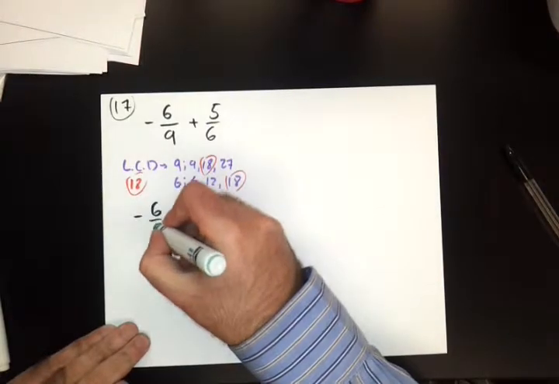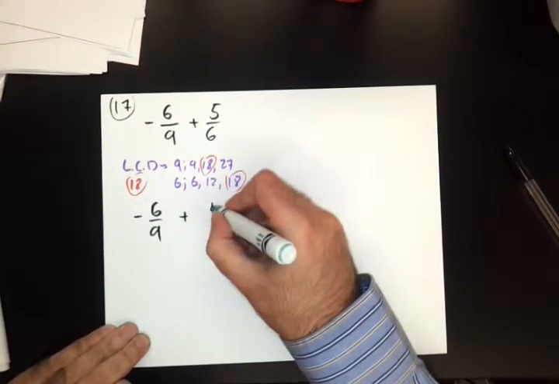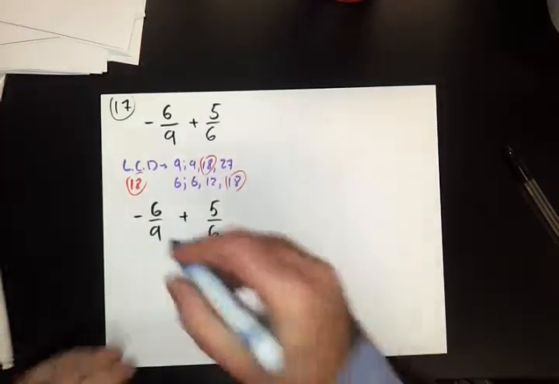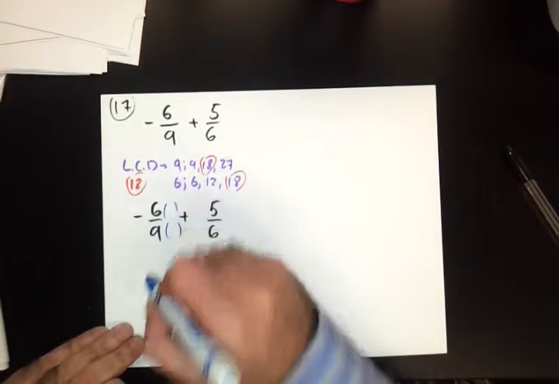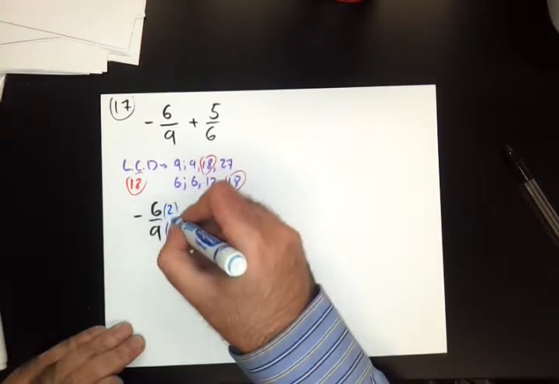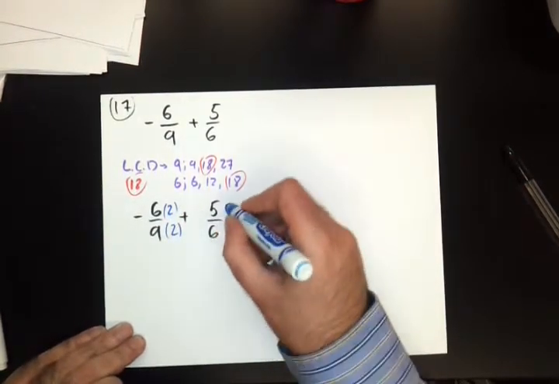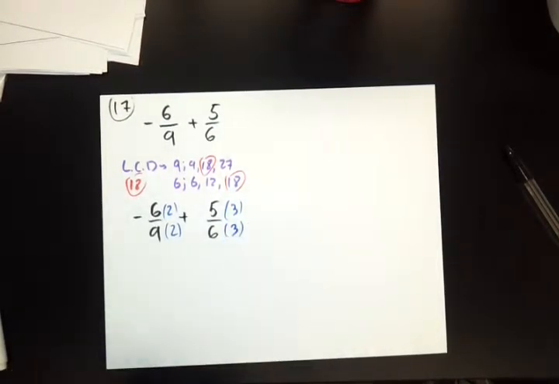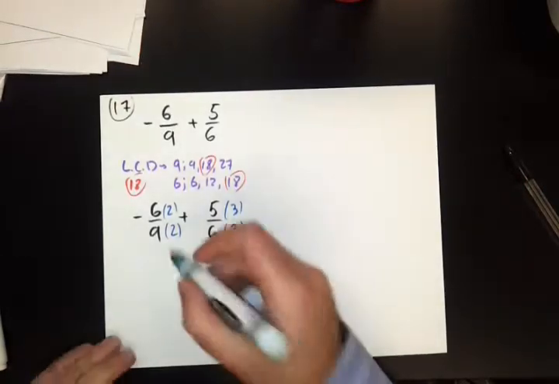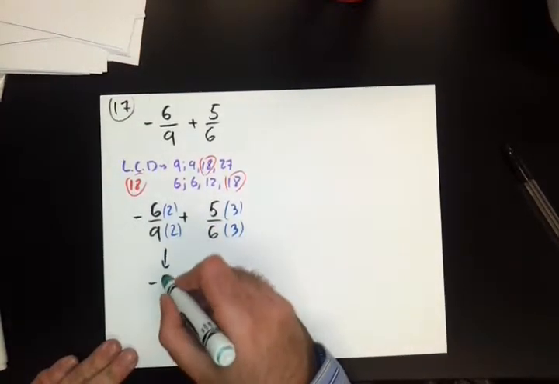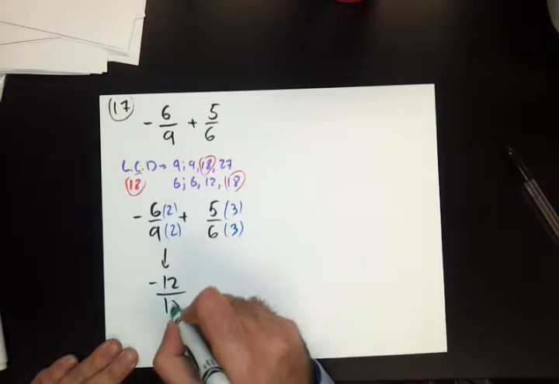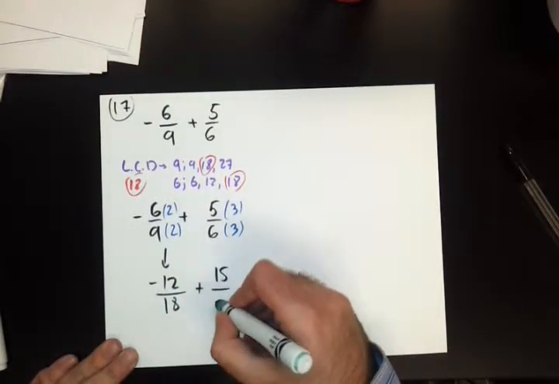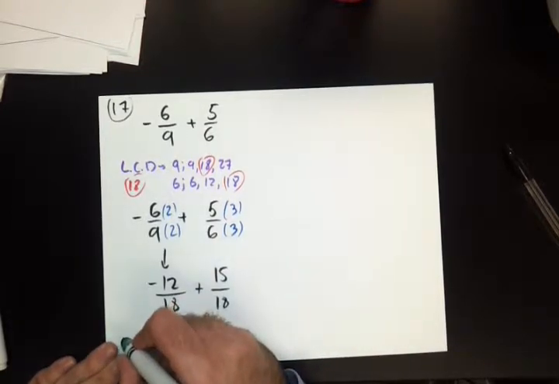So I'm going to try to achieve that with these two fractions. The negative 6 over 9 and the 5 over 6. Okay, over here, how do I get a 9 to become an 18? Multiplied by 2, top and bottom. How do I get a 6 to become an 18? Multiplied by 3, top and bottom. That yields these two new fractions. Negative 12 over 18 plus 15 over 18.